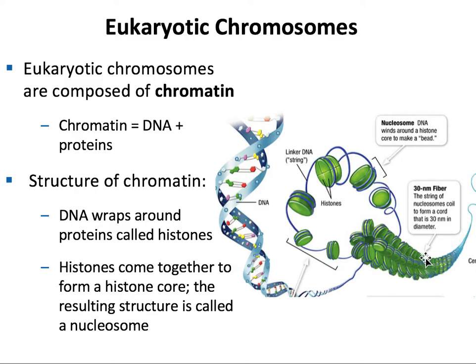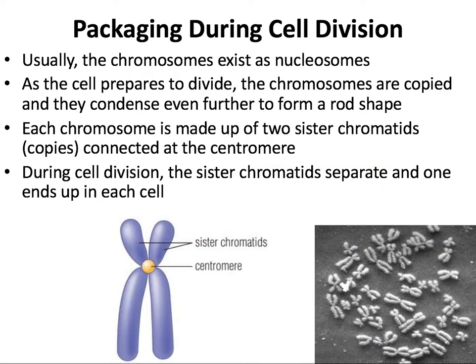So what happens when the cell wants to divide? Because even though this looks kind of organized, it's not really organized enough. If a cell wants to divide, it really needs to be able to separate out the DNA and work with something that's a lot more condensed and easy to work with.